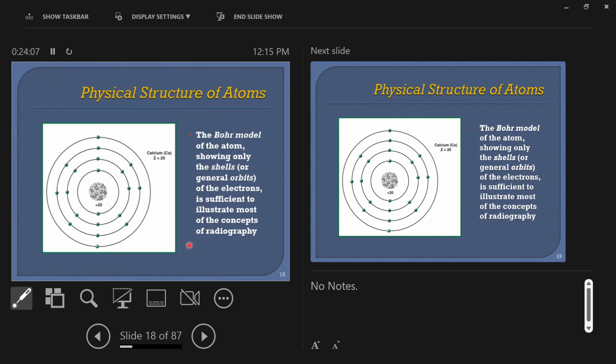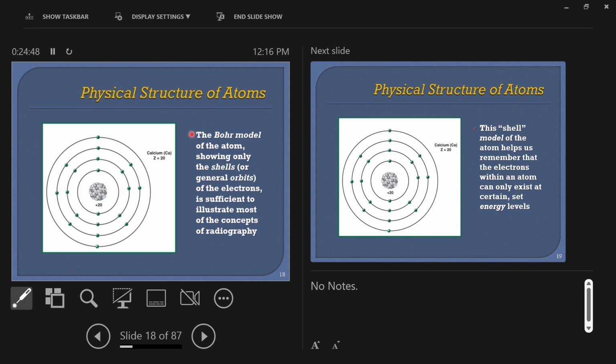This model is called the Bohr model of the atom, showing the electrons arranged in shells. It is sufficient to illustrate all of the concepts we need to understand for physics and radiography, okay? So we don't need to understand quantum mechanics. We don't need to understand orbitals because we don't use them. We're not doing chemistry, we're doing basic physics, and we're not doing quantum physics, okay? So we do not need orbitals. Read them in the book, go, that's interesting, and then move on, okay? I promise you, because it won't help you, okay? So that's important. All right, Bohr's model.